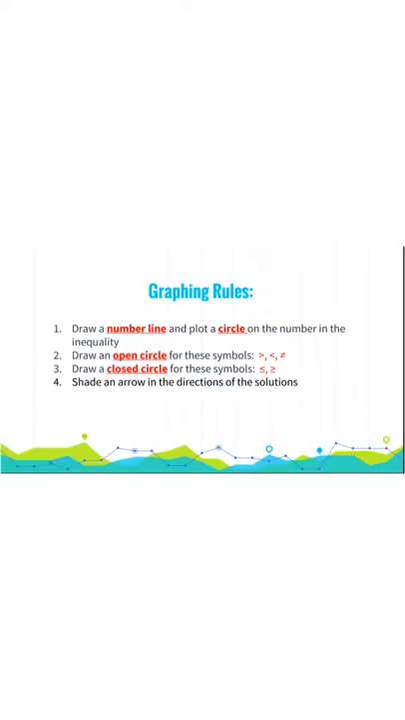Graphing rules. Here are the graphing rules. Number 1, you first draw a number line and plot a circle on the number in the inequality. Step 2, you draw an open circle if the symbol is greater than, less than, or not equal to. Step 3, you draw a closed circle if the symbol is less than or equal to, or greater than or equal to. So closed circle means that if it is equal to it, you will need to fill in the circle. Number 4, shade an arrow in the directions of the solutions.